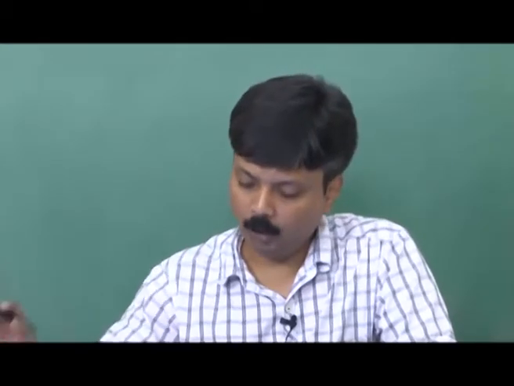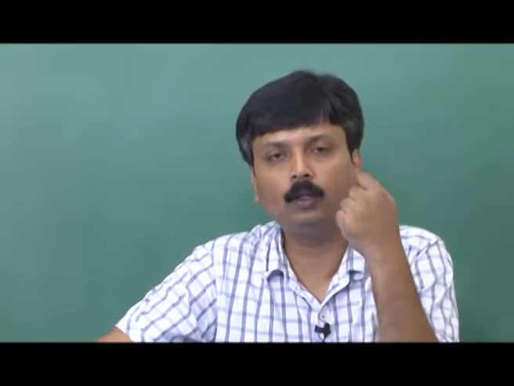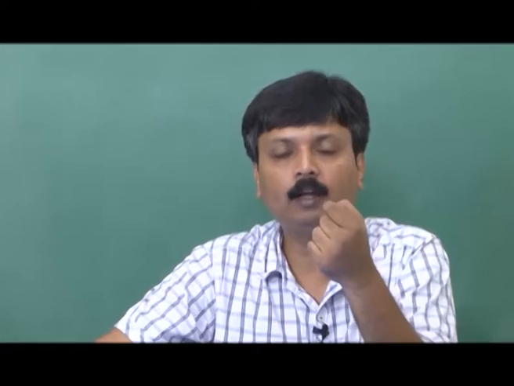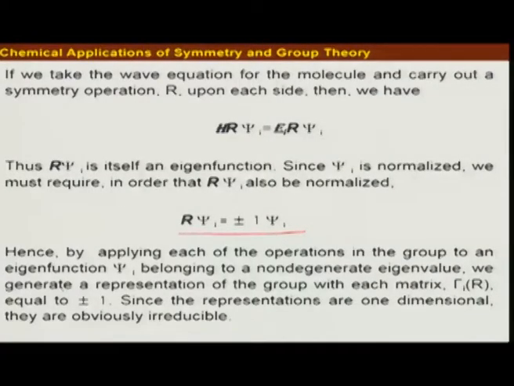Now if we apply all the symmetry operations of the group onto an eigenfunction psi i which belongs to a non-degenerate eigenvalue, what do we mean by non-degenerate? It means that when we operate the Hamiltonian on psi i, the eigenvalue that is generated is non-degenerate. Then we can generate a representation of the group as gamma i of R.